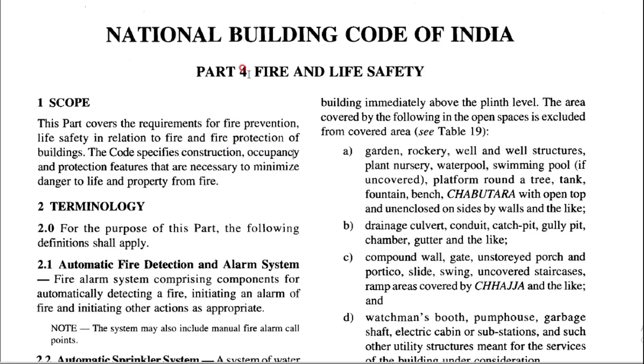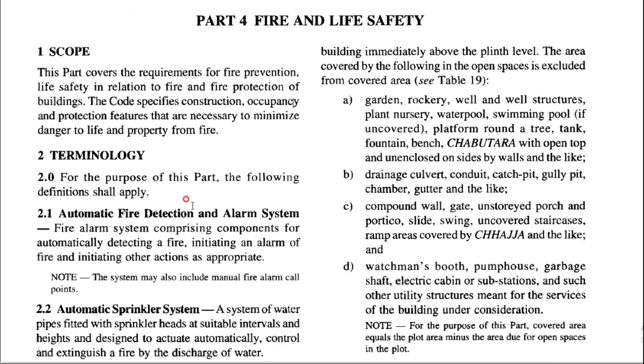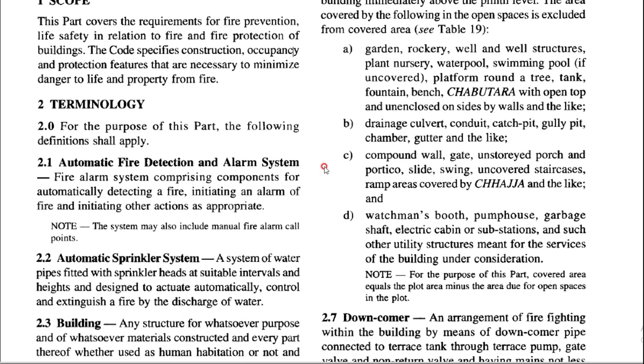Okay, in this portion, we will see what is there in the code book. We'll just go through this one. Okay, so what are the things they have covered? This is for fire and life safety, part 4 in the code book. In the beginning, they will give the definitions and scope of that one.